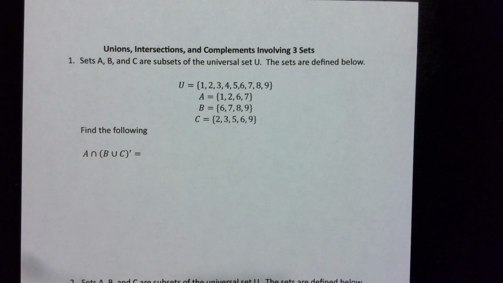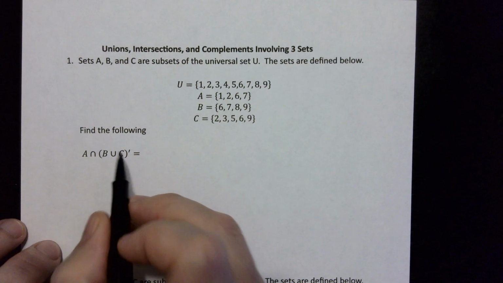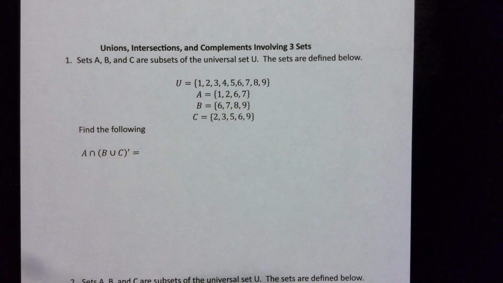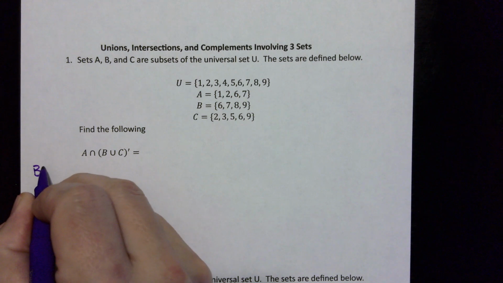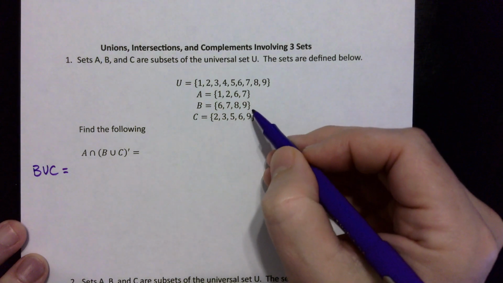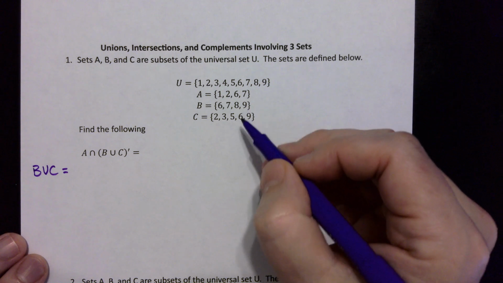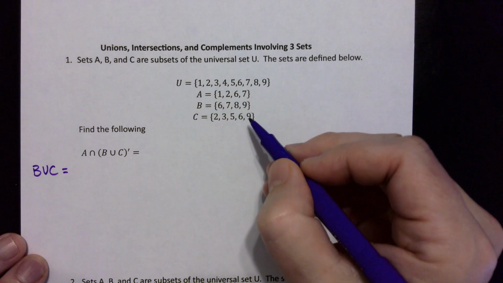We know what A is because it's given up here. So the first thing I need to figure out is what B union C complement is, and I can't figure that out until I figure out what B union C is. So let's start with B union C. We go to B and C. Remember, union means anything that shows up at all, we write it down, but we don't write anything down twice, even if it shows up twice.